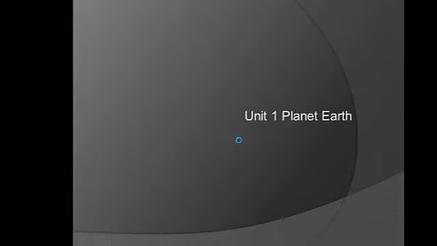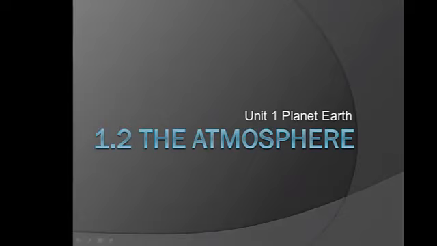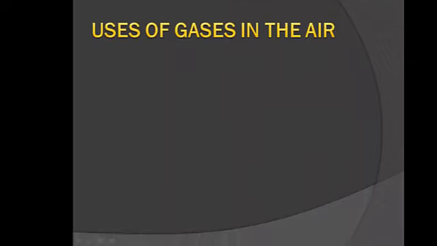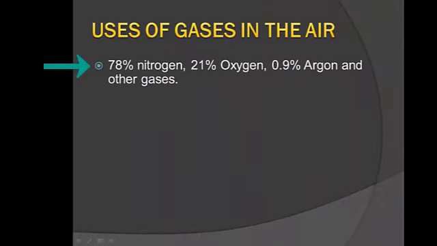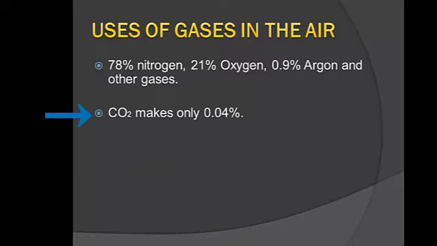Hello everyone, in this video we will discuss the second topic of this unit, planet Earth, which is the atmosphere. The air is composed of 78% nitrogen, 21% oxygen, and 0.9% argon. We discussed in our previous video that carbon is very important to life on Earth, but it only makes 0.04% of the total number of gases.